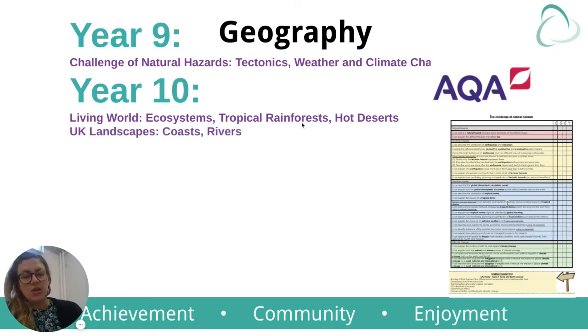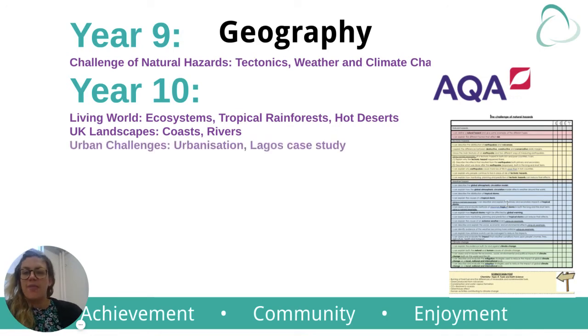Then we move on to the unit called the UK landscapes, where we look at coasts and rivers. And then we'll move on to our first human geography unit, looking at urban challenges. So we split this unit into 2, and you'll see that we do a bit of it in year 10 and a bit of it in year 11, looking at urbanisation with our Lagos case study.